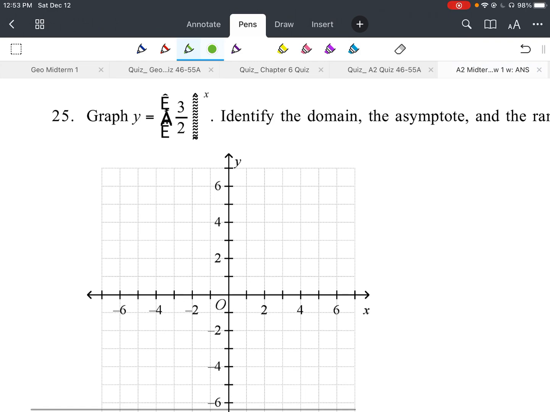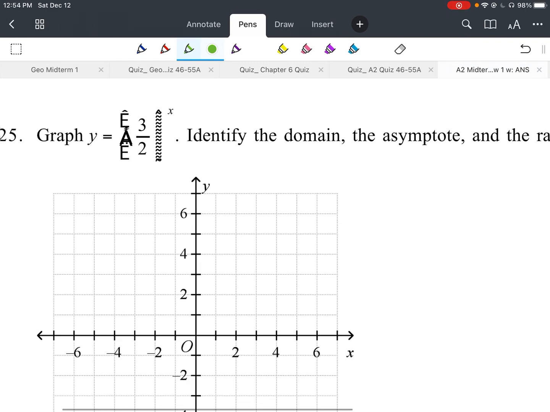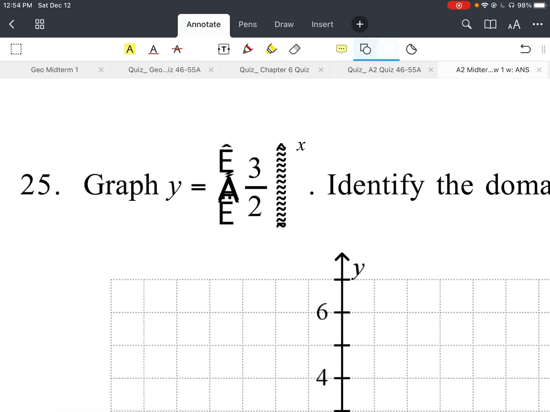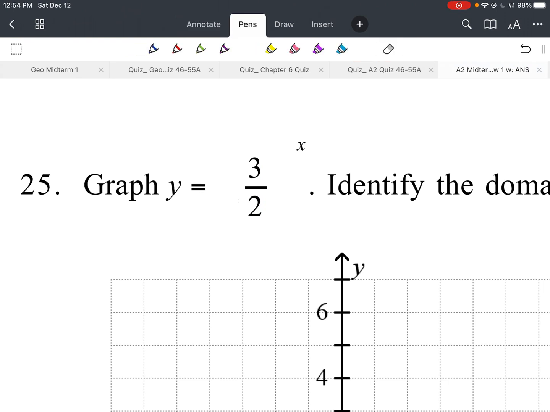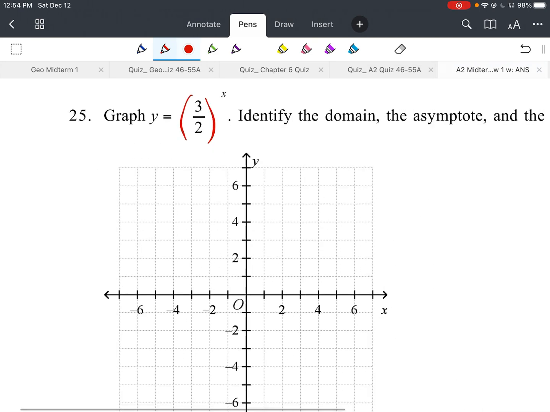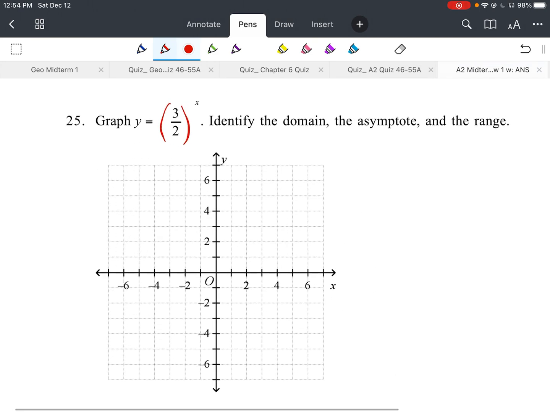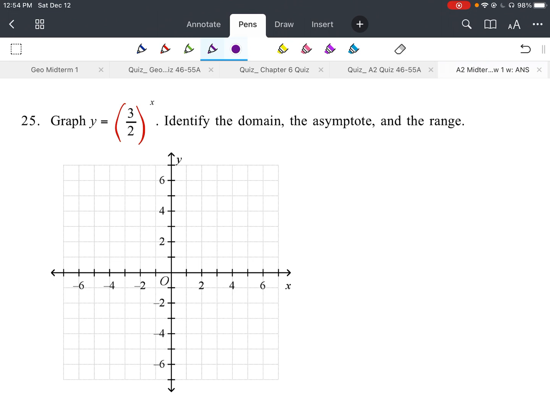Number 25, let's graph the domain and asymptote, and I apologize for these funny things. If they are on the midterm, which I may not be able to avoid, just ignore them. Okay, I think they're kind of stand-ins for big brackets like that. So, you know. All right, so let's graph this one, identify the domain, the asymptote, and the range.